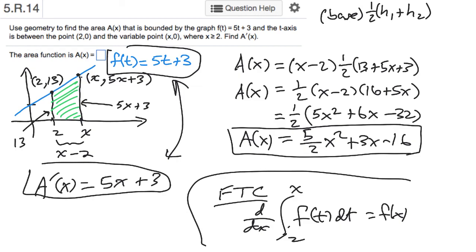This question doesn't assume that you know that. This question is asking you to work it out using geometry as if you have not seen the fundamental theorem of calculus yet. This is a problem from chapter 5 that is working its way up to showing you why the fundamental theorem of calculus is true. But that's how you do it.